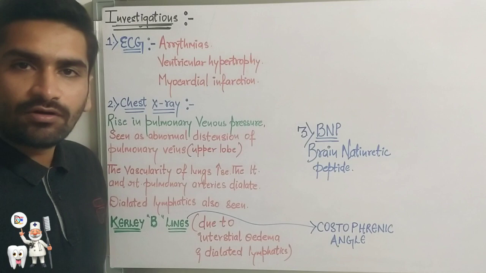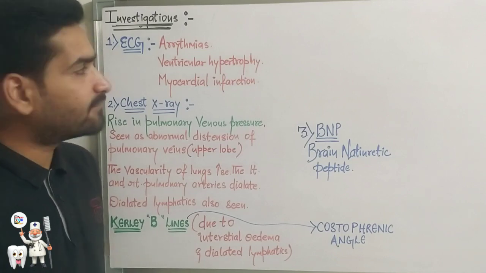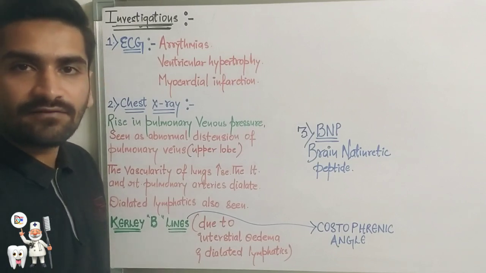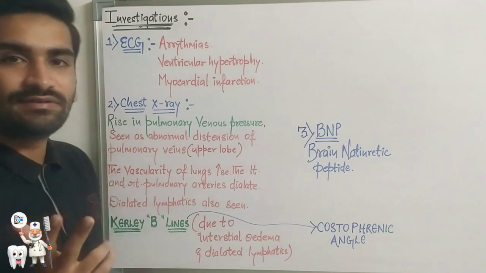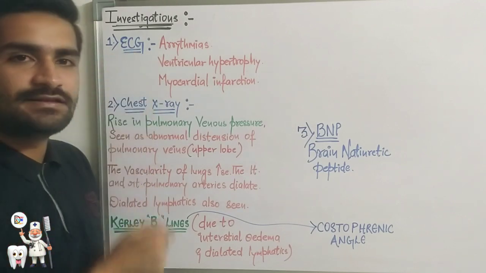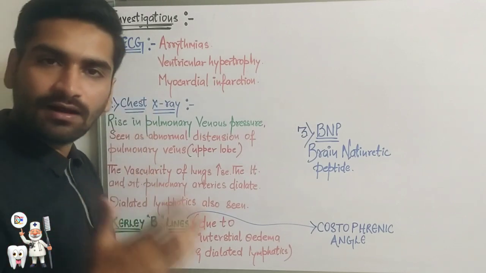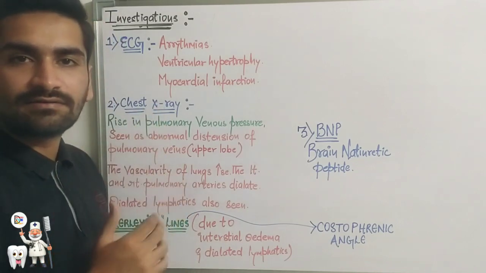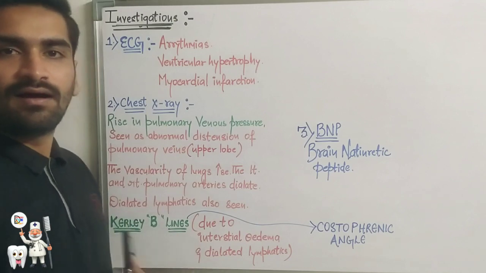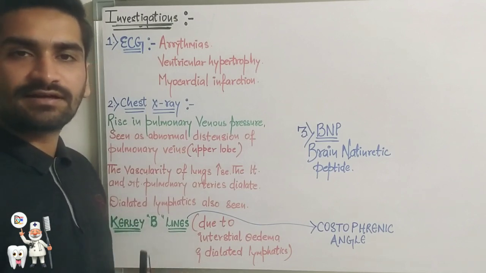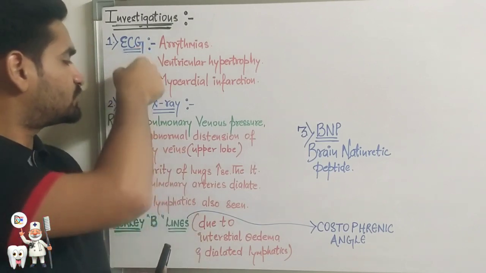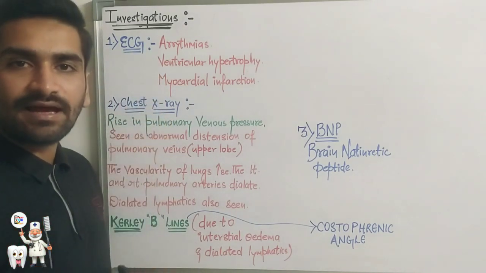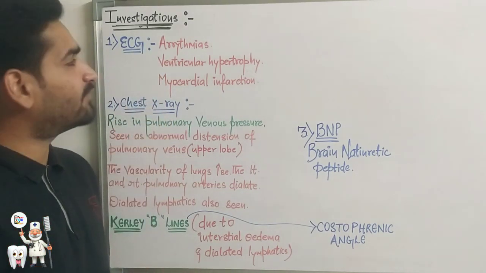So next, moving on to the investigations of heart failure. In the investigations of heart failure, we'll carry out two main things, that is the ECG, which we call electrocardiogram, and second is the chest X-ray. Along with these two tests, we'll also carry out serum urea, electrolytes, thyroid function tests, etc. So these two are the main things which will be carried out in a patient of heart failure.